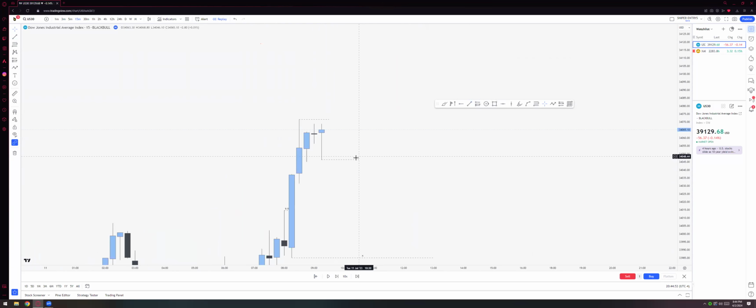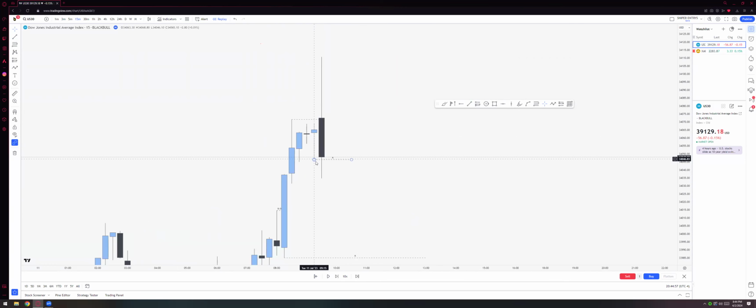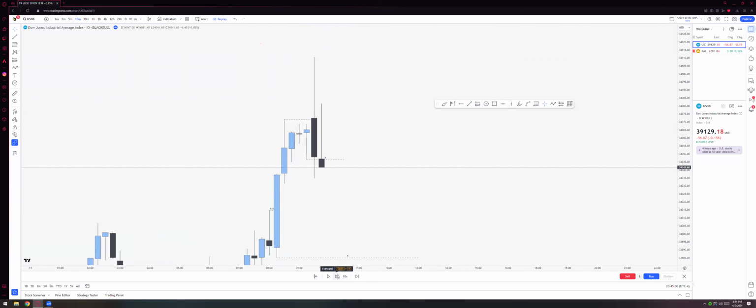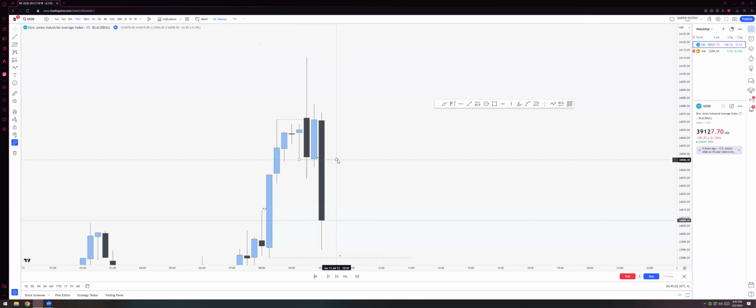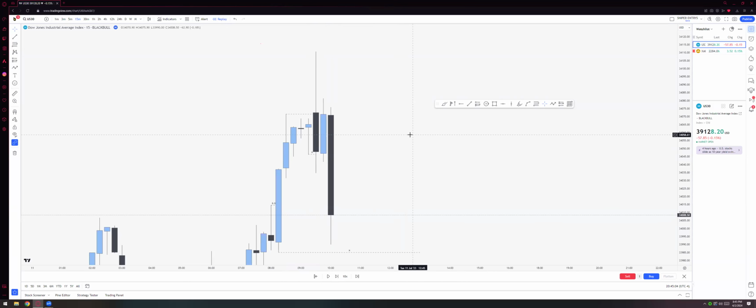So we're going to mark up the liquidity, and then the market grabs the liquidity right here. So what type of liquidity is this one?